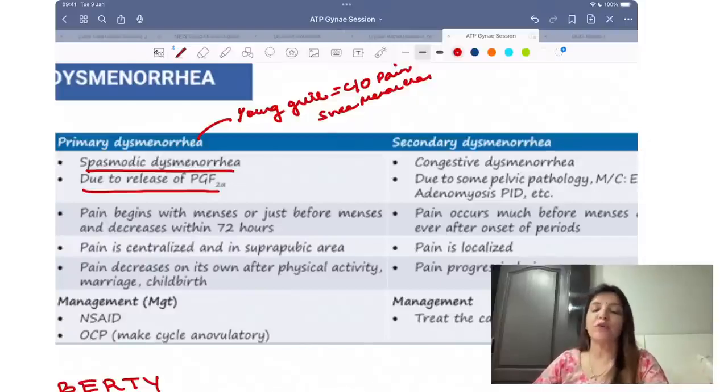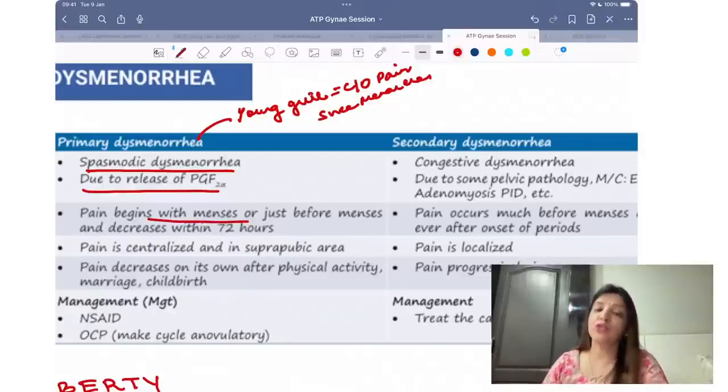ये जो primary dysmenorrhea होता है, ये होता है because of PGF2 alpha का release. There is no problem in the female. There is no pathology which is causing this pain, right? And that is why we will have a young girl who's going to say कि कुछ टाइम तक उसको पेन नहीं हुआ था, because at that time she would be having anovulatory cycles. So 6 months 1 year तक उसको पेन नहीं हुआ. After that she is having a lot of pain.